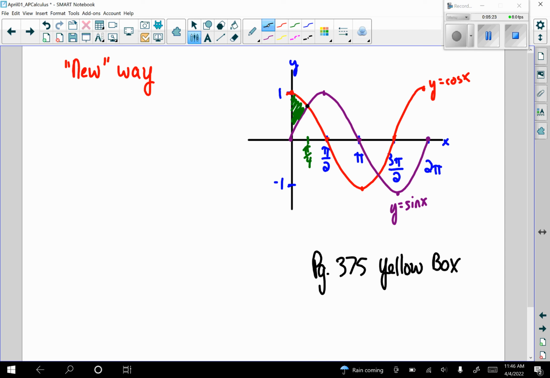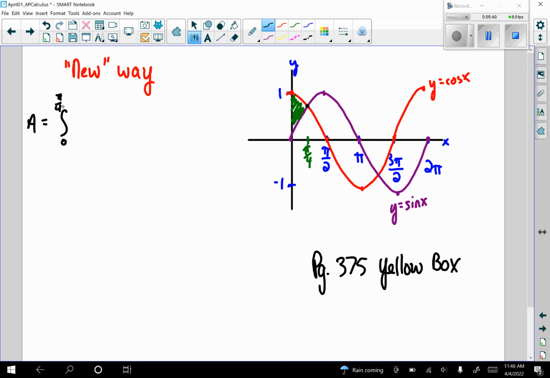And that fact for number 40 is also mentioned in a yellow box on page 375. Part of your assignment will be to write that down. So here we're just going to say the upper curve minus the lower curve. So we're going to just go from 0 to pi over 4 again.